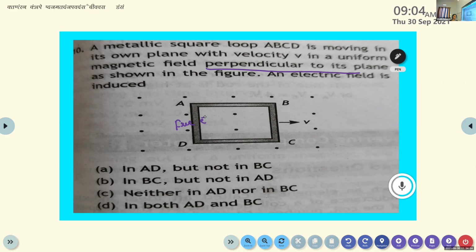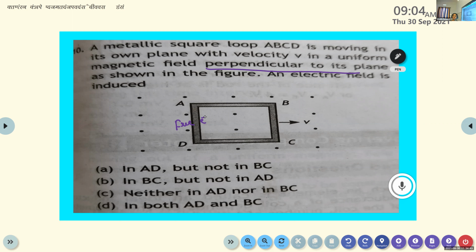So whenever this metallic square loop is moving inside this uniform magnetic field, it changes the magnetic flux associated with it. So whenever the magnetic flux associated with it changes, what will be induced here?